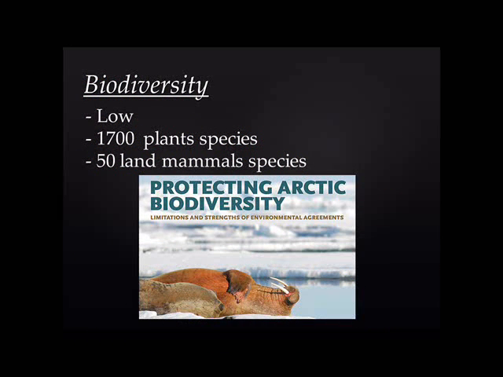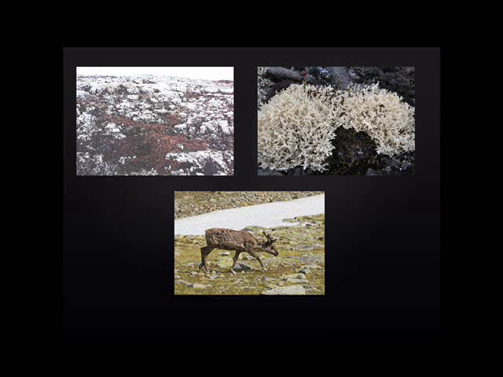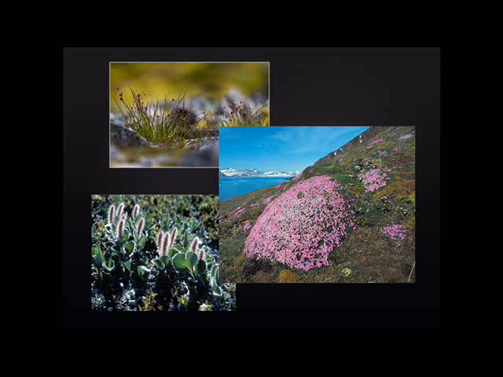Biodiversity is low. Only 1,700 species of plants grow there, and less than 50 land mammals can be found. The dominant vegetation are mosses, lichen, and cold hardy vascular plants, like sedge and cotton grass. Areas with milder and wet climate can develop up to 60% of wood rush, wire rush, and saxifrage.